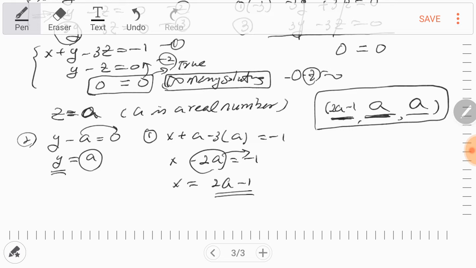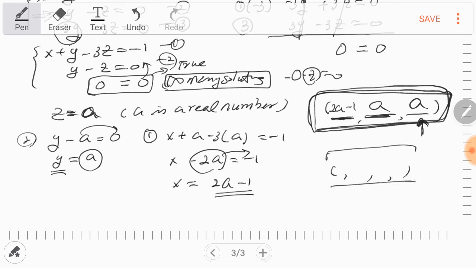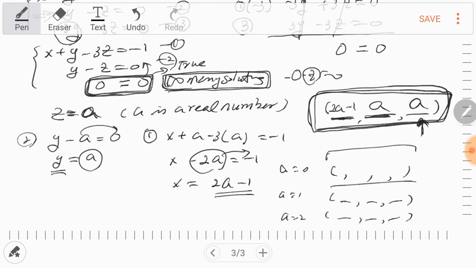So we can write an ordered triple, even though there are infinitely many solutions. The solution type looks like this. Now, this a is a real number, any real number. If a equals 0, there's one ordered triple of a solution. If a equals 1, there's another ordered triple of a solution. If a equals 2, another ordered triple of solutions. So there are infinitely many solutions. Whenever the third equation is true, then the system of equations has infinitely many solutions, and you can assume that a is a real number for the z value. Then you can find x and y in terms of a.